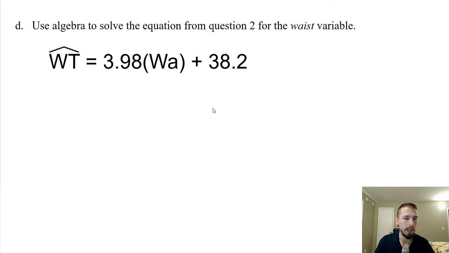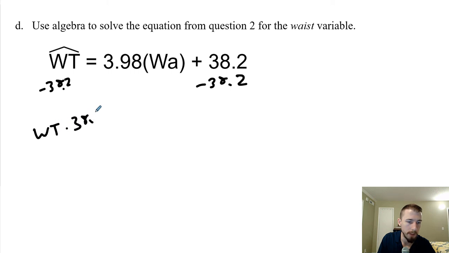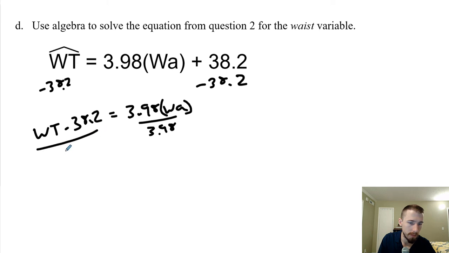All right, so we want to use algebra to solve the equation from question 2 for the waist variable. Essentially what we're doing is finding the inverse function, working backwards to switch the places of the x and the y. To do that, the first thing we do is subtract 38.2 from both sides. Then we'll have the weight minus 38.2 equal to 3.98 times the waist, WA. Then the last step is to divide everything by 3.98. So that would be our equation.